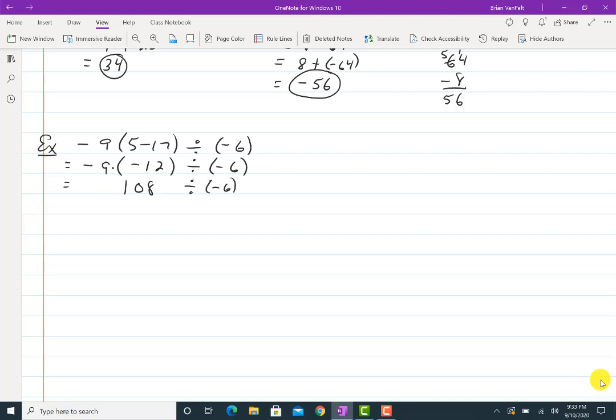Now you have a positive number divided by a negative number, so you get a negative. And to figure out what that's going to be, I'll take 6 and go into 108. 6 will go into 10 one time. 6 will go into 48 8 times. And we end up with negative 18 for the answer.